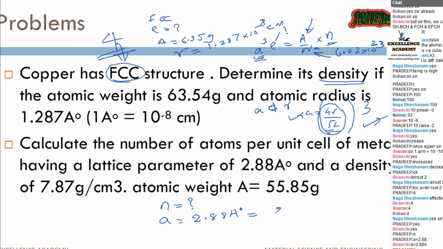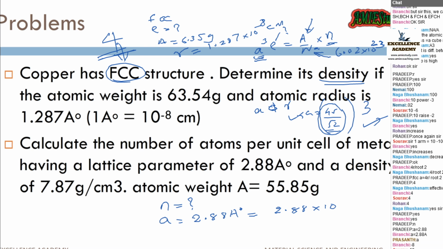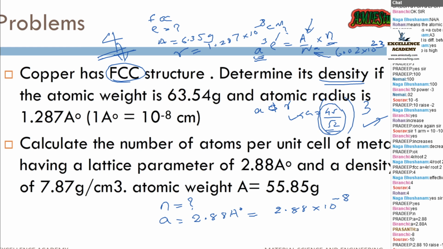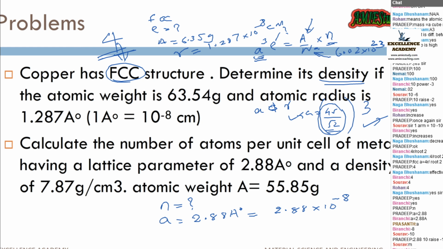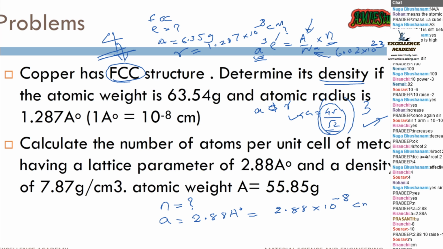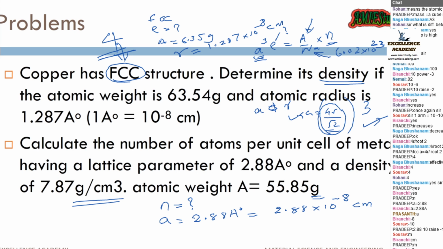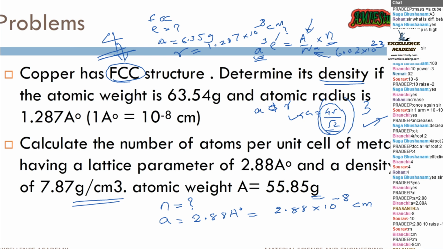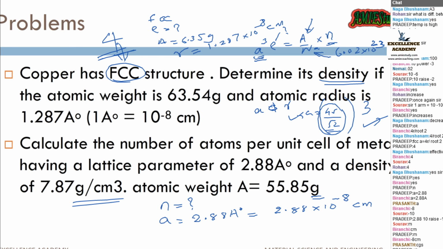Convert it. 2.88 into 10 raised to minus 8 centimeter. Why do I take centimeter there? Because the rest of the units are in the CGS system, so no need to convert that into meter. Okay, fine. Next is, what is the density then?